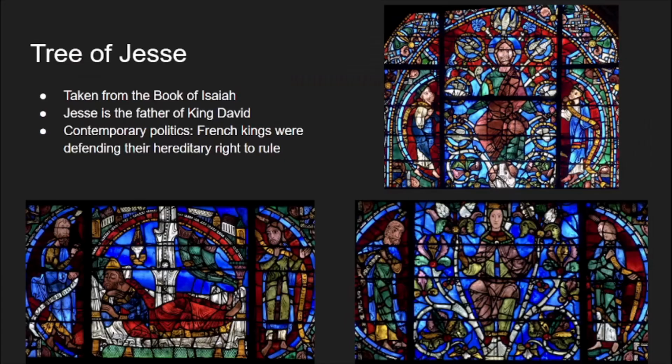This is a bit of a closer look at that Tree of Jesse. Again, it's taken from the book of Isaiah, and Jesse is the father of King David. And at this point in time, there's also a lot of contention with the French kings, and they're saying, oh yes, we have the right to rule because we have been ordained by God.